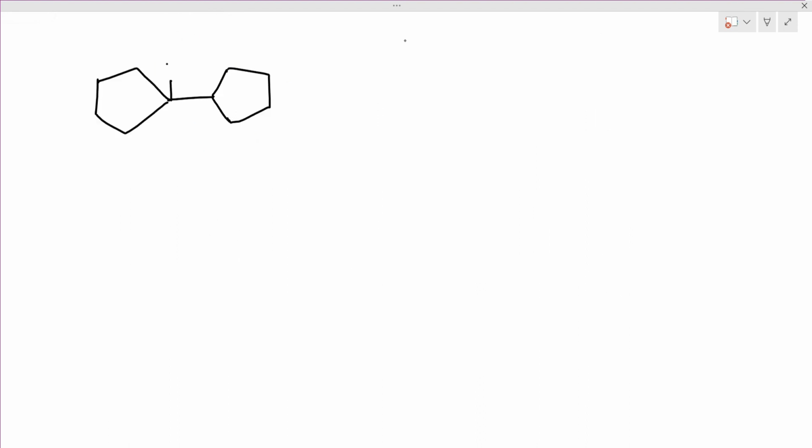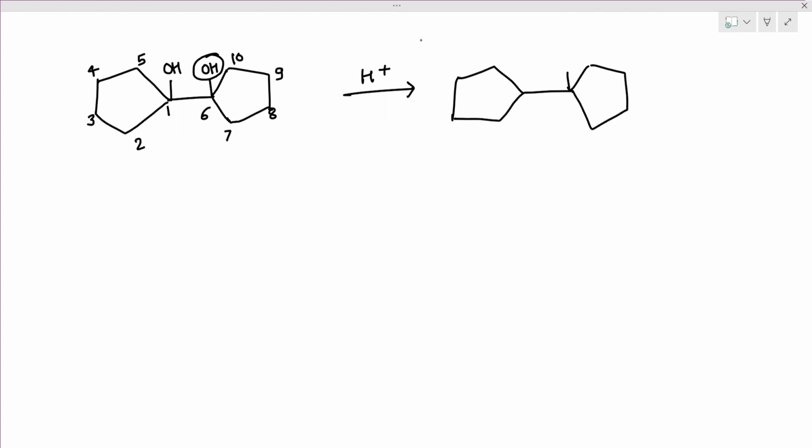This is a cyclic diol. Whenever you are taking a cyclic compound, always number it: 1, 2, 3, 4, 5, 6, 7, 8, 9, 10. Now, the first step is the protonation. So, which of the OH groups will get protonated? Anyone can be protonated because both are in the same environment. So, suppose I am putting the H plus on this side. So this will get converted to OH2 plus, and this is OH.